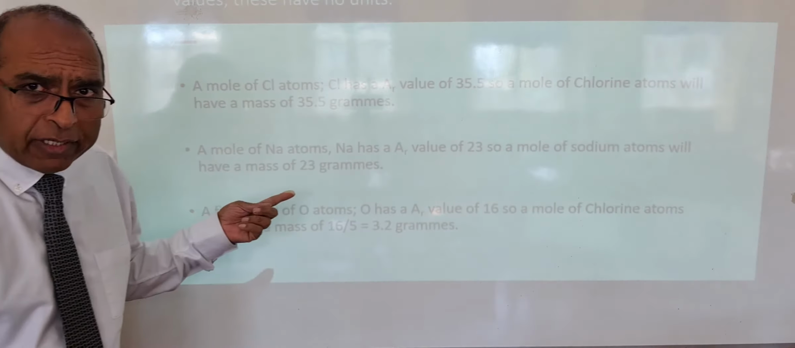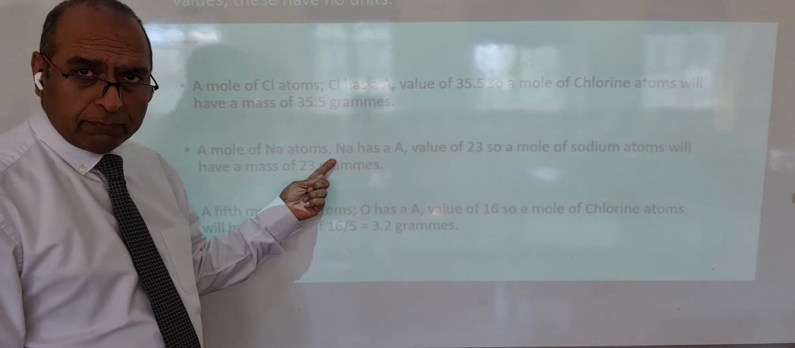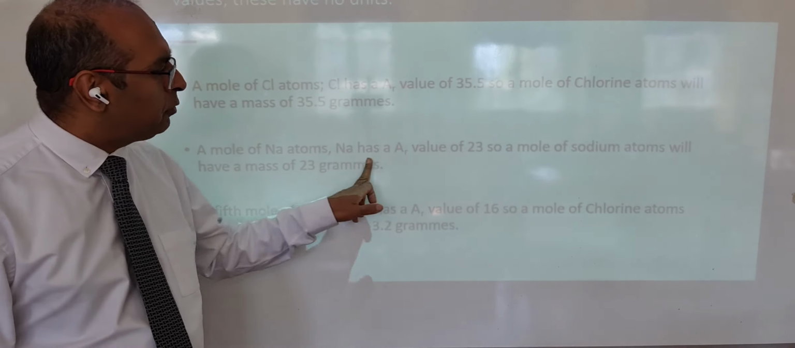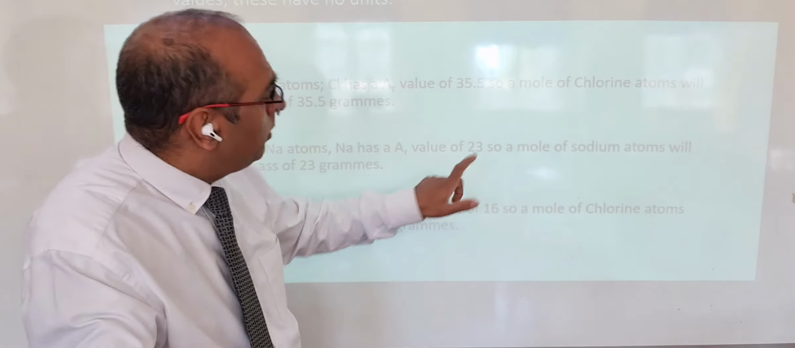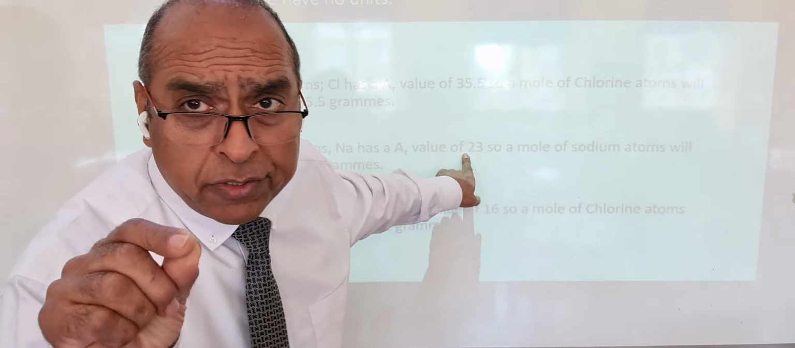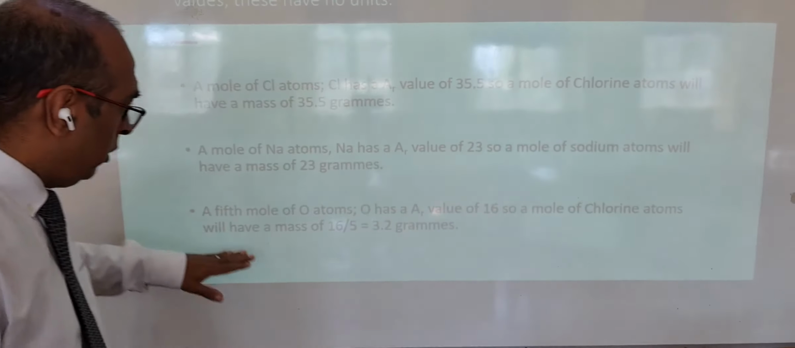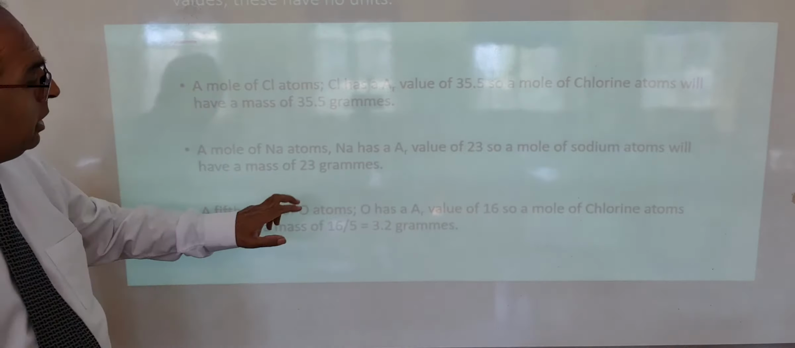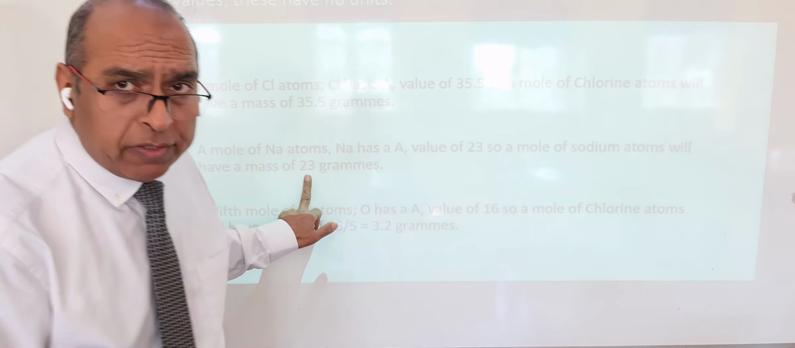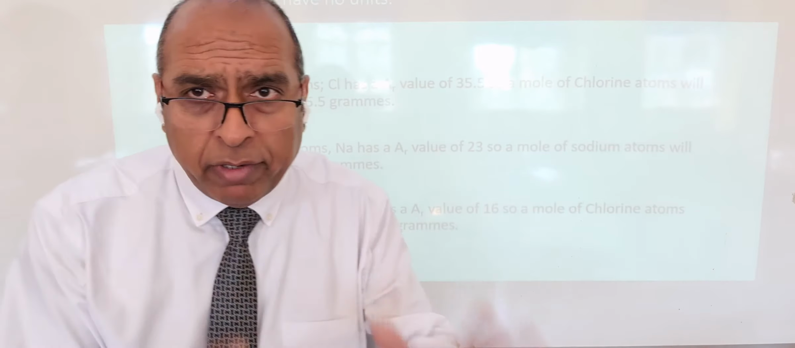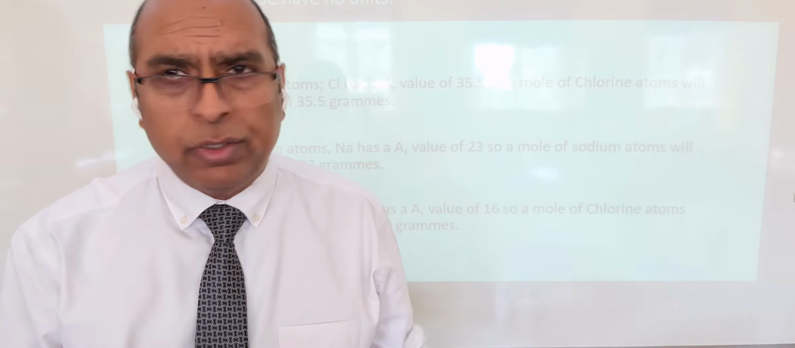On your periodic tables, find sodium. A mole of sodium atoms. Well, first look up sodium, and the relative atomic mass value on your periodic table will be 23. That 23 is no units. But what about a mole of sodium atoms? They will weigh 23 grams. So the weight is 23 grams, but if you just want the relative atomic mass value, no units.